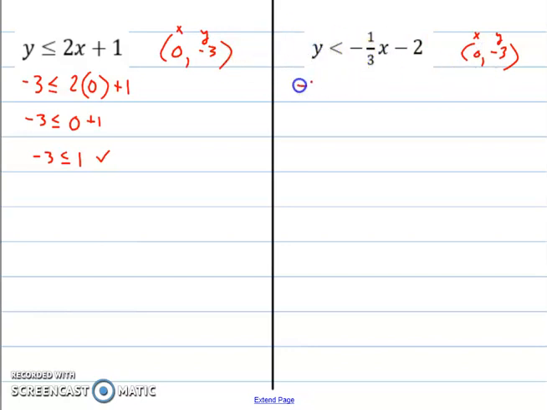So I plug in negative 3 for y is less than negative 1/3 times 0 minus 2. Negative 3 is less than negative 1/3 times 0 is 0 minus 2. I have negative 3 is less than negative 2. That is a true statement. Sweet. Okay, so our solution set is in a good place.